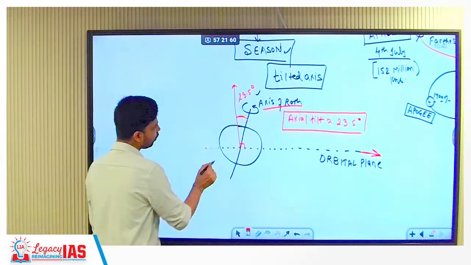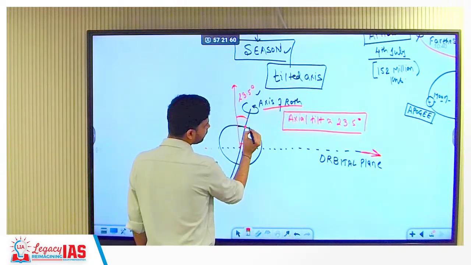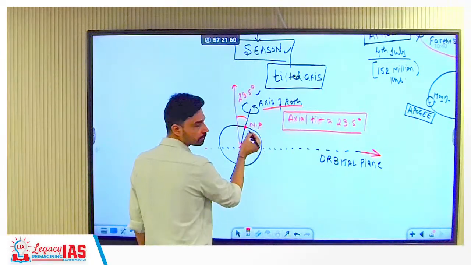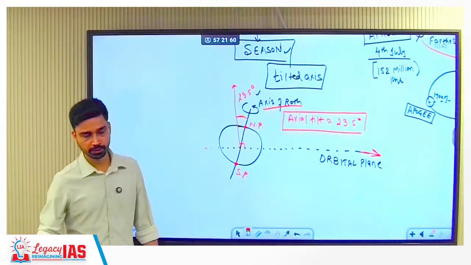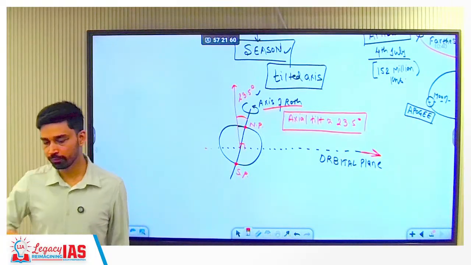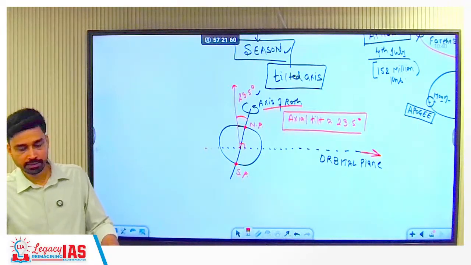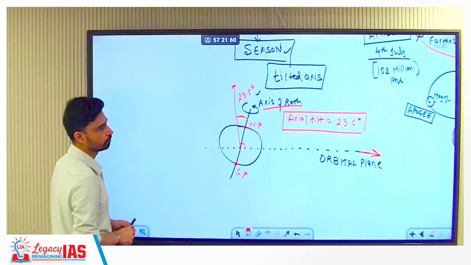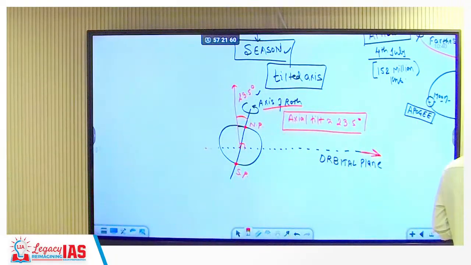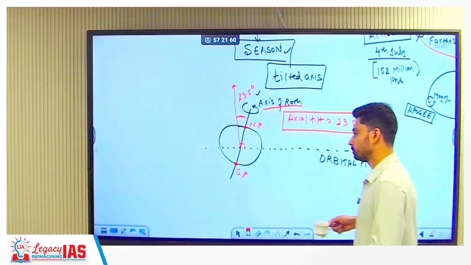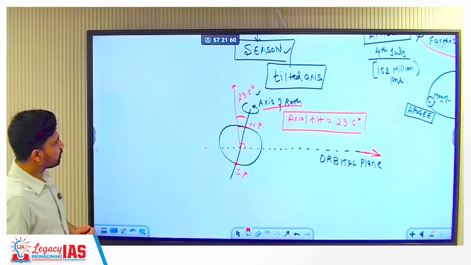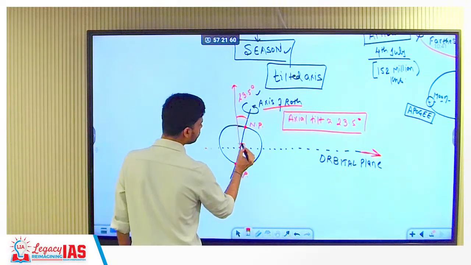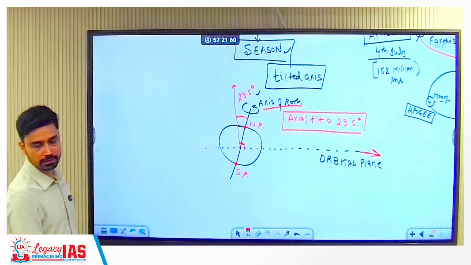Now the northern part of this axis, where it passes through, what is that place called? North Pole. And the southern part where it passes through is referred to as South Pole. So the geographical North and South Pole that we determine, that is on the basis of where the axis of rotation passes through. Now it is very interesting to observe how this axial tilt causes the seasonal occurrences.